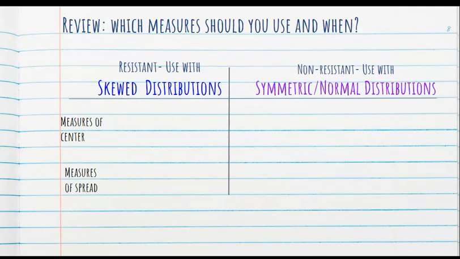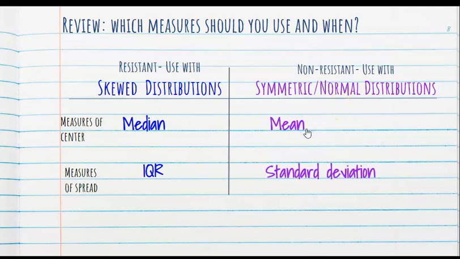All right, this is one last review of the measurements you need to use for center and spread depending on the shape of your distribution. Okay, if it is skewed distribution, like right skewed or left skewed, you want to use the resistant measures, which are the median and the IQR. Median for center, IQR for spread. Those 2 measurements are resistant to outliers, so you want to use them if my distribution is skewed in any way. If your distribution is symmetric or normal, you can use those non-resistant measures because they will correctly reflect the population values. Okay, in that case, you should use mean and standard deviation.